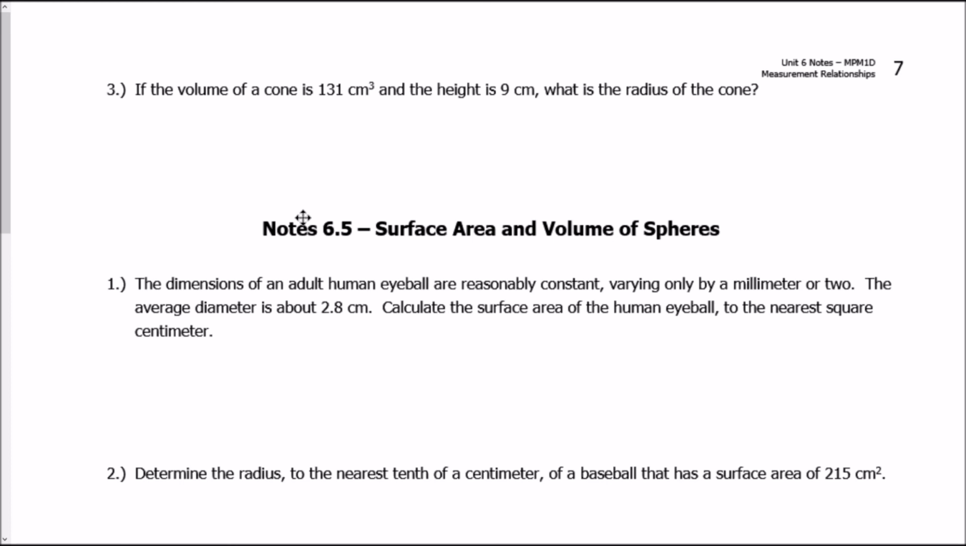Okay? Number 3 on the next page says if the volume of a cone is 131 cubic centimeters and the height is 9 centimeters, what is the radius of the cone? So I'm going to first start by writing down the formula for the volume of a cone. So the volume is 1/3 pi r squared h. And I'm going to write down the information that I know. So I know the volume is 131, and I know that the height is 9. And I want to figure out what the radius is.